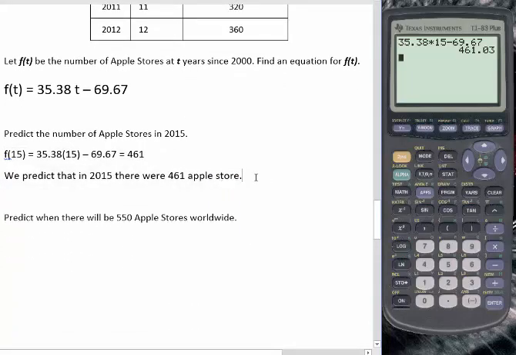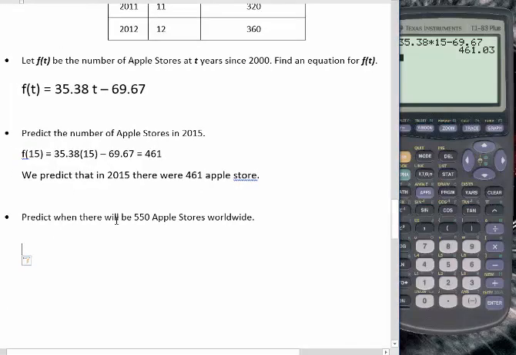Piece of cake. Now predict when there will be 550 Apple stores worldwide. To do this, I'm telling you the number of Apple stores. Well, f of t is the number of Apple stores. So you're going to solve this equation: 550 equals 35.38 t minus 69.67.